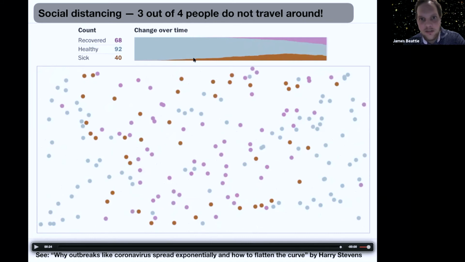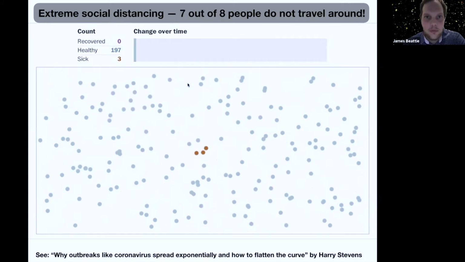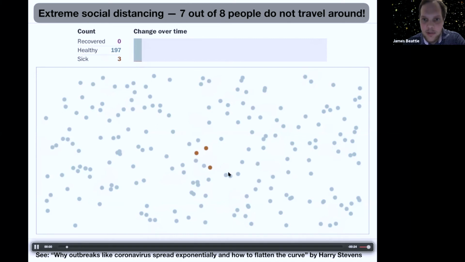So this is clearly a way that we can, in this very simple model, flatten the curve. We can lessen the impact on the hospitals and the doctors who need to see all of these sick patients. Now let's go to the even more extreme. Let's say 7 out of 8 people do not travel around. So an even smaller amount of the population is now traveling around. Even more of the population are just staying at home, hanging out, playing video games.